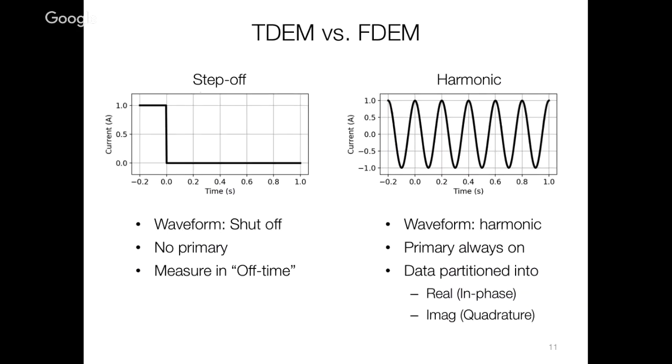Okay? Time domain versus frequency domain. The only difference was, in the time domain, we shut the waveform off. There's no primary. We just measure in the off time. In the frequency domain, the primary current's always on, and my data are partitioned into the real and the quadrature.